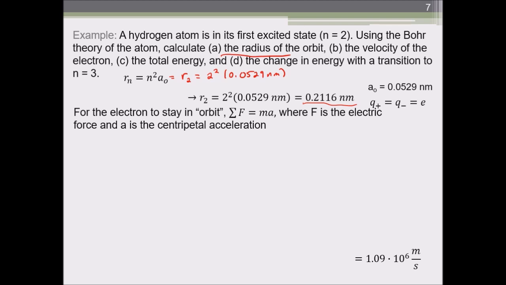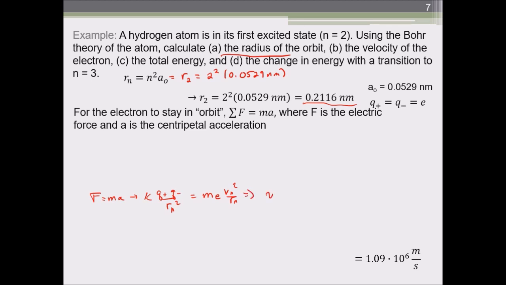So I'm going to start with simply F equals ma. Should be an equation you're familiar with. That force is again the Coulomb force, so I can type in the Coulomb equation, Q plus, Q minus, over Rn squared, where Rn is the radius of my atom, is equal to the mass of my electron times Vn squared over my radius for my centripetal acceleration.